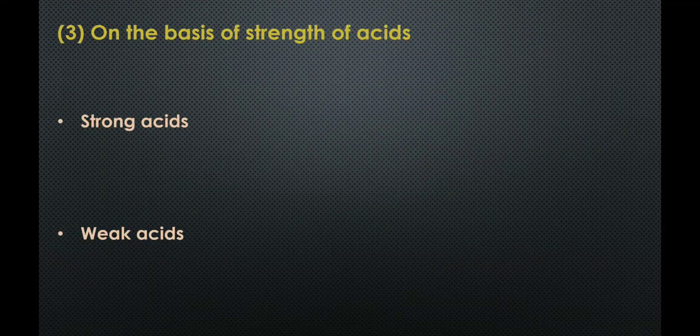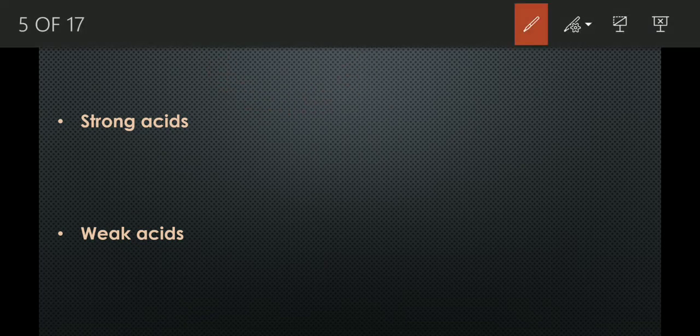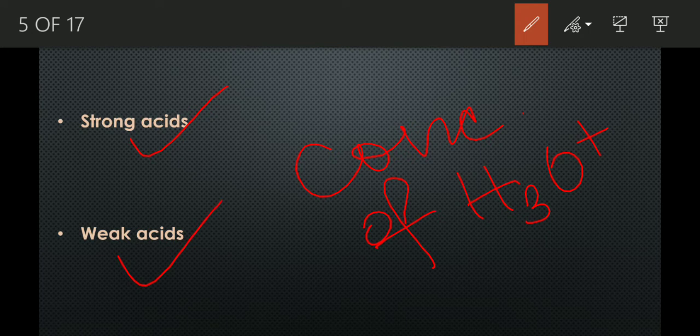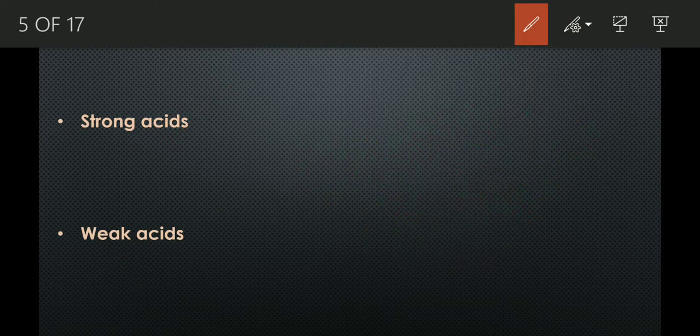The next category is on the basis of the strength of acids. Now, what do you mean by strength? The strength of an acid depends upon the concentration of the hydronium ions that are present in the aqueous solution of the acid. Depending upon that, there are two types of acids, strong acids and weak acids. Let's see what strong acids are. A strong acid is an acid which completely dissociates in the aqueous solution, and therefore produces a high concentration of hydrogen ions or hydronium ions.